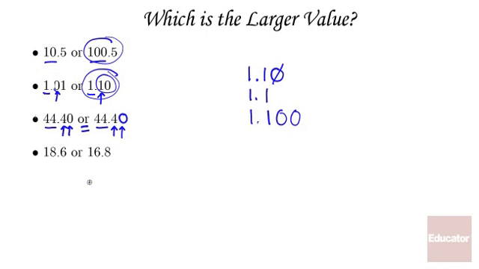Okay, the next one is 18.6, and this is 16.8. Now again, first look at the whole number before the decimal place. 18 is larger than 16, so automatically, without even looking at the numbers after the decimal place, even though 8 is bigger than 6, the whole number itself, 18, is larger than 16, so then this automatically becomes the bigger number. Okay?